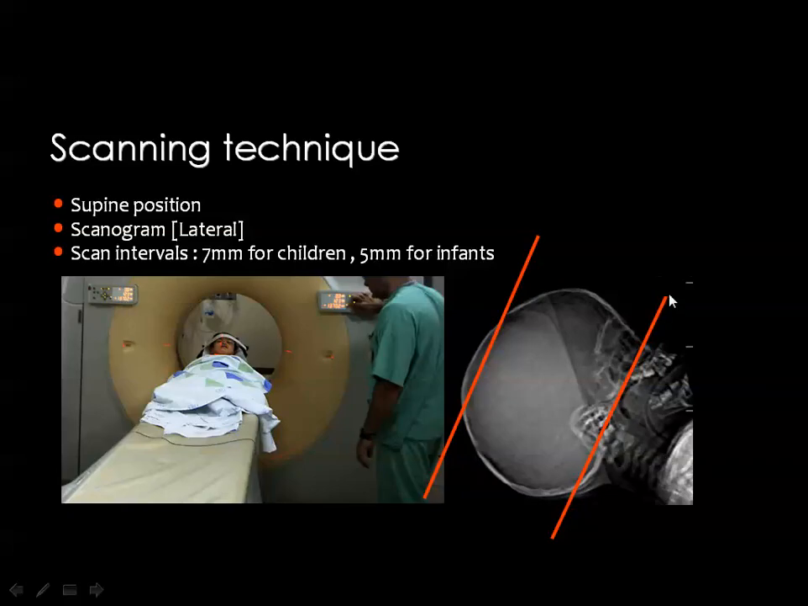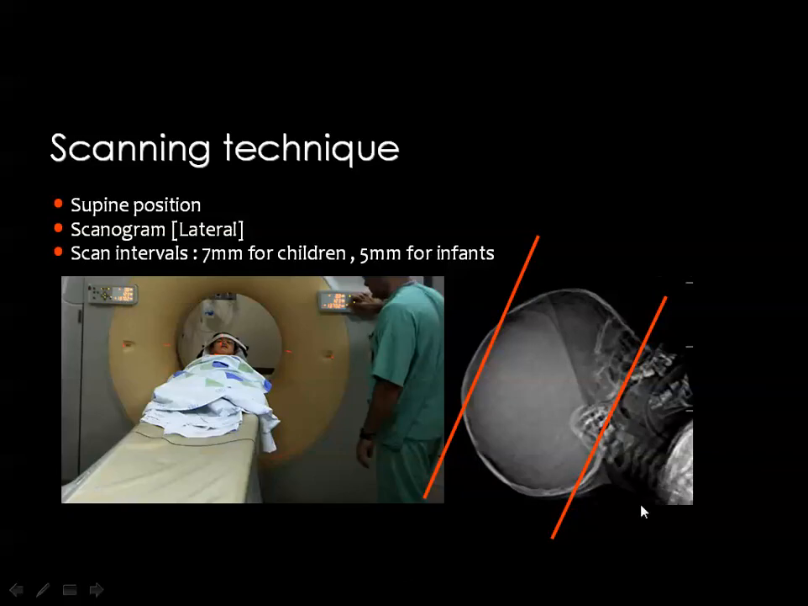Then we say to the machine we would like to scan this area, starting from the base of the skull, ending by the vertex of the skull. And whenever you draw two lines for the machine on the scanogram, the machine will ask about the scan interval. What are the section levels we would like to have? We usually have scan intervals at 7 millimeters for children and 5 millimeters for infants. But for adults, we usually scan at 10 millimeter scan interval.